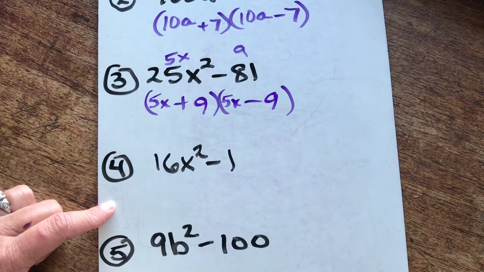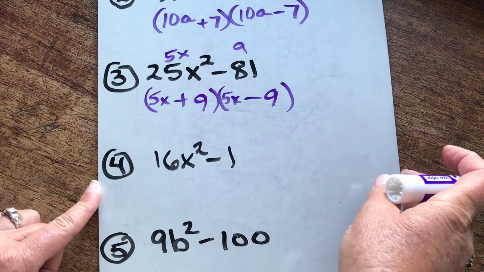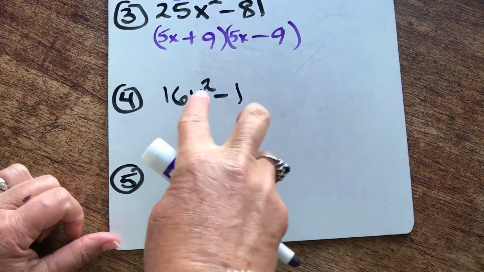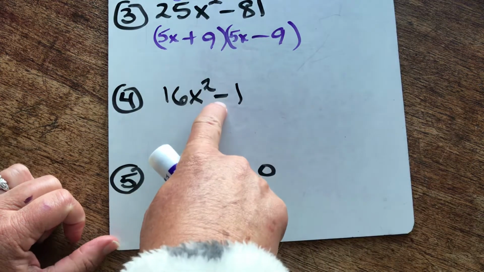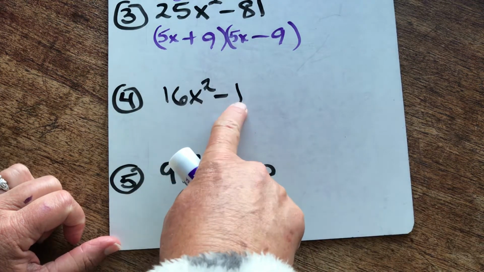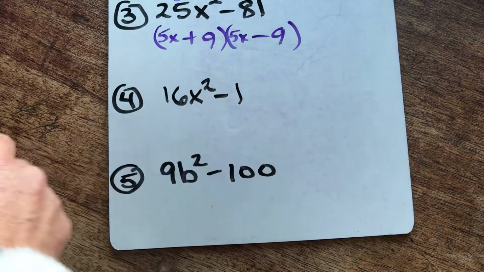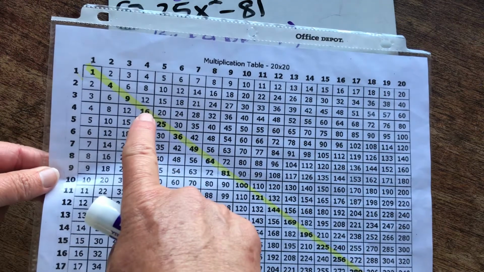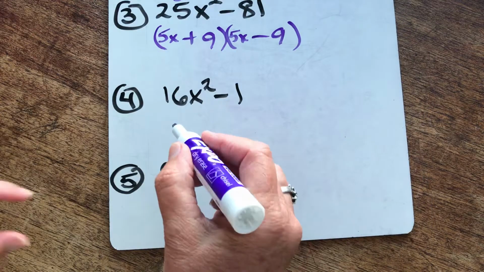Looking good. Next one. I'm looking for, is this a difference of squares? It's a binomial. Has a subtraction sign in the middle. 1 is in fact a perfect square, and so is 16. We can reference our multiplication chart. There's 1, there's 16. So let's go ahead and get started.